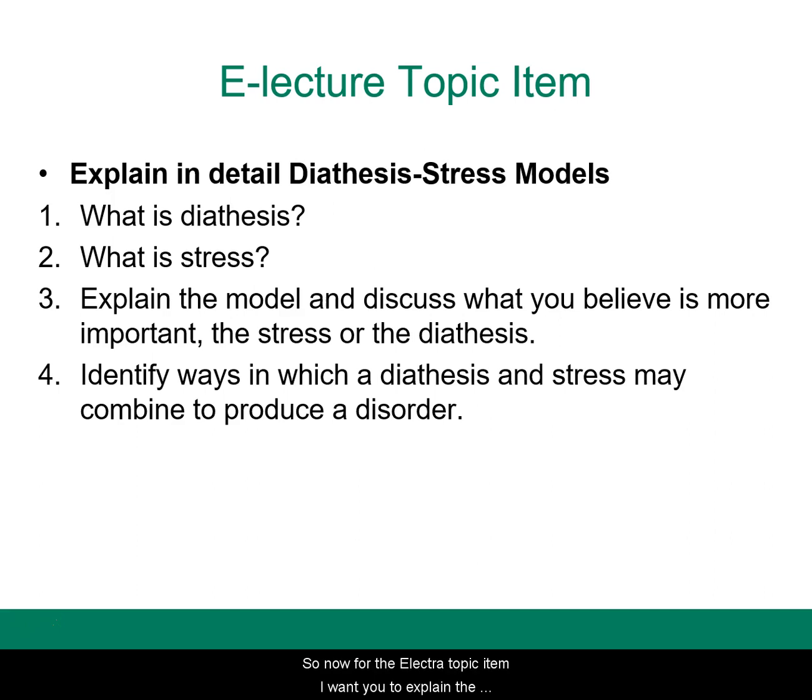So now for the e-lecture topic item, I want you to explain the model. Even though I did explain it quite a bit there, I want you to go back. I want you to define what diathesis is, what stress is, explain the model and discuss what you believe is more important, the stress or the diathesis, and then identify ways in which a diathesis and stress may combine to produce a disorder. All right, and remember, this is going to be worth your 20 points for the e-lecture topic item. There's only one of them per chapter, and so I want a detailed explanation, at least a couple paragraphs to go over that.